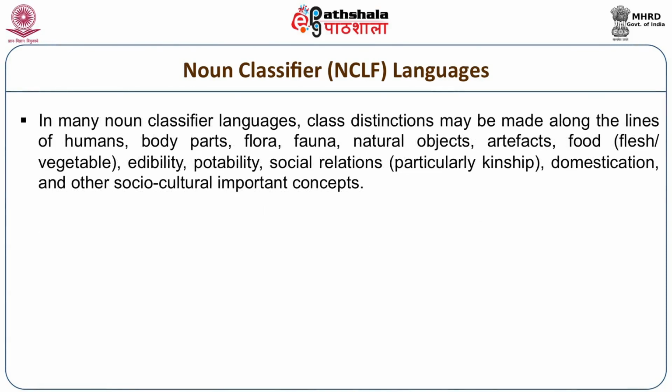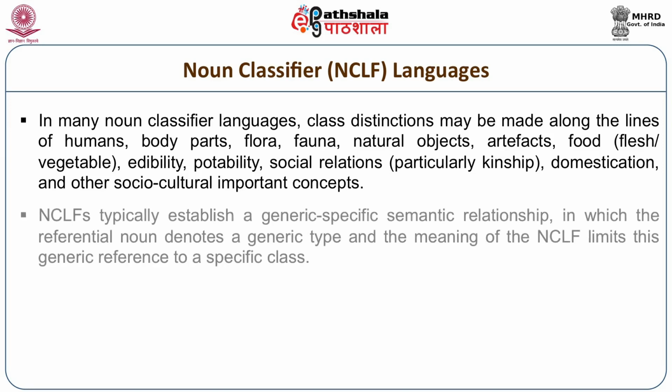In many noun classifier languages, class distinctions are made along the lines of humans, body parts, flora, fauna, natural objects, artifacts, food, whether the food is flesh or vegetable, portability, things that can be drunk and cannot be drunk, as well as social relations, particularly kinship, and other socially and culturally important concepts. The noun classifiers typically establish a generic-specific semantic relationship in which the referential noun denotes a generic type and the meaning of the noun classifier limits the generic reference to a specific class.